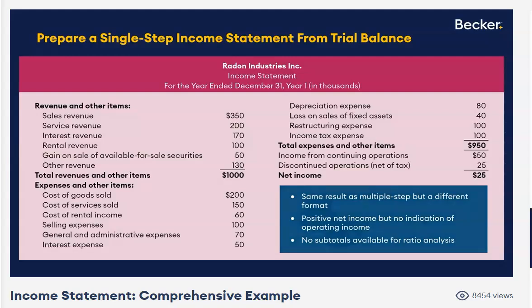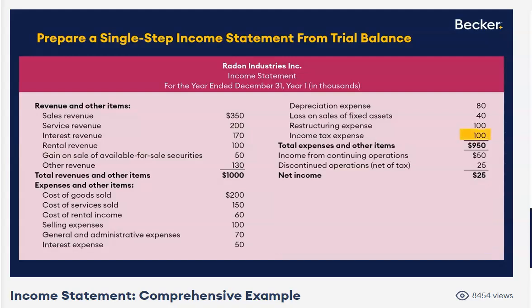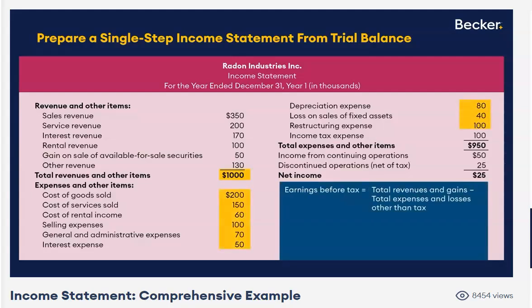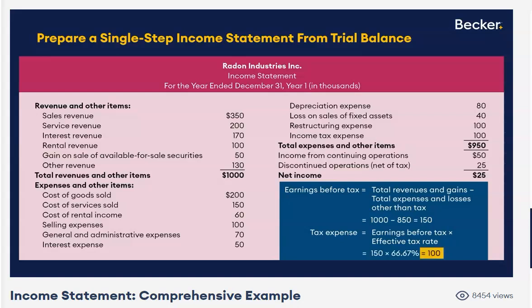We have no subtotals. By the way, the income tax expense, what if 100 were not given? How would you find that for yourself? Well, you'd have to take all your revenues and gains, the 1,000, and then add up all your expenses and losses other than the tax, which you would not have calculated yet, 850. You'd get 150, earnings before tax, then multiply it by that effective tax rate, 66.67%, to get your tax expense of 100. Then that would get added to all the other expenses and losses, 850, get the 950, subtract that from the 1,000, there's your income from continuing operations after tax of 50, then your discontinued, then your net income, okay?